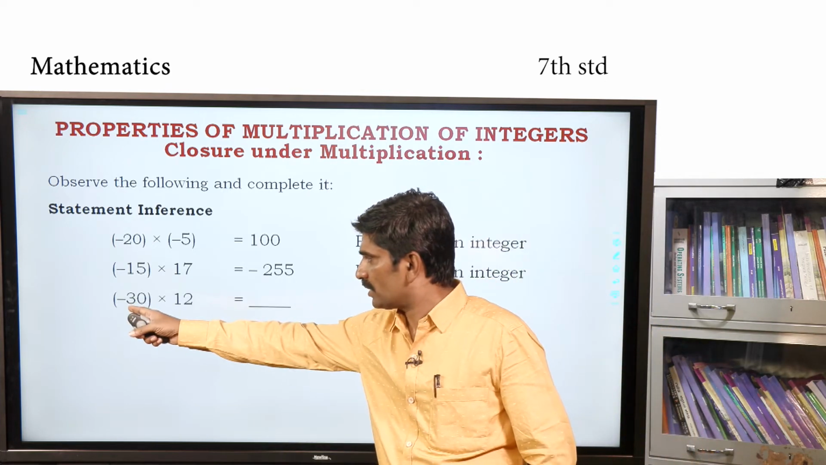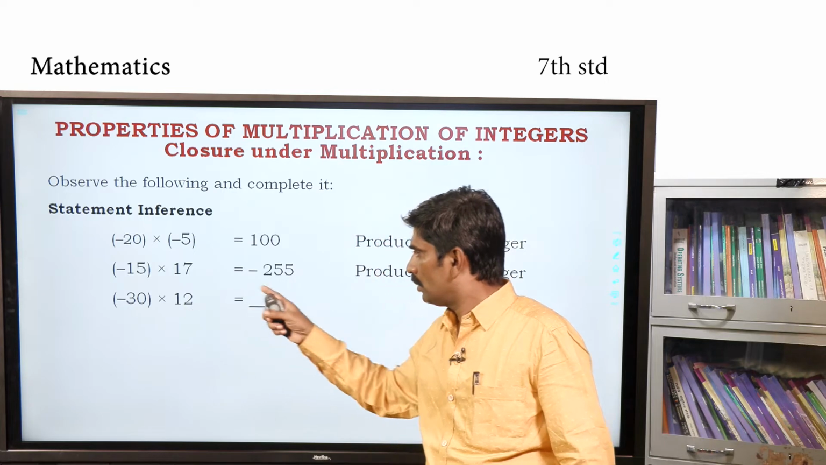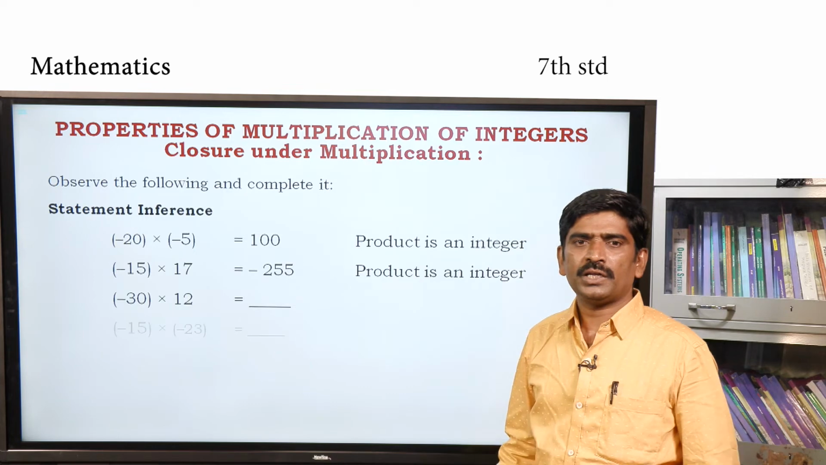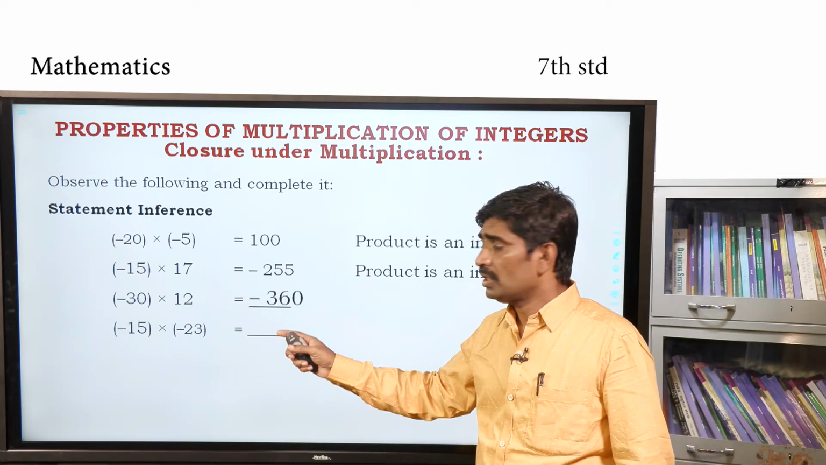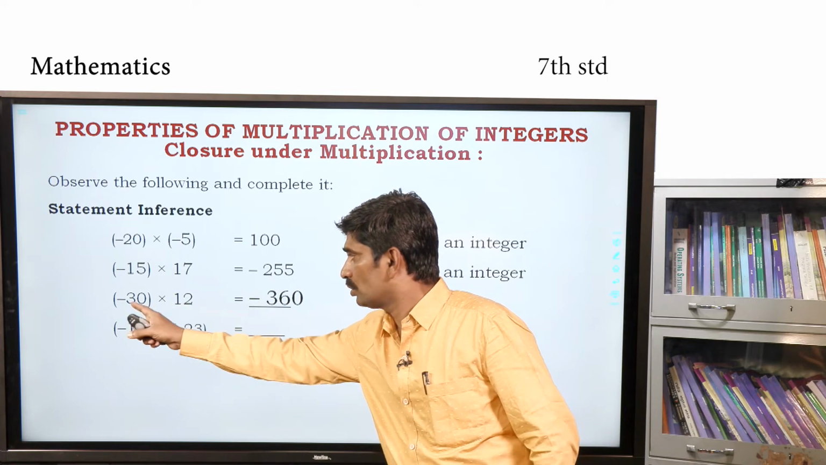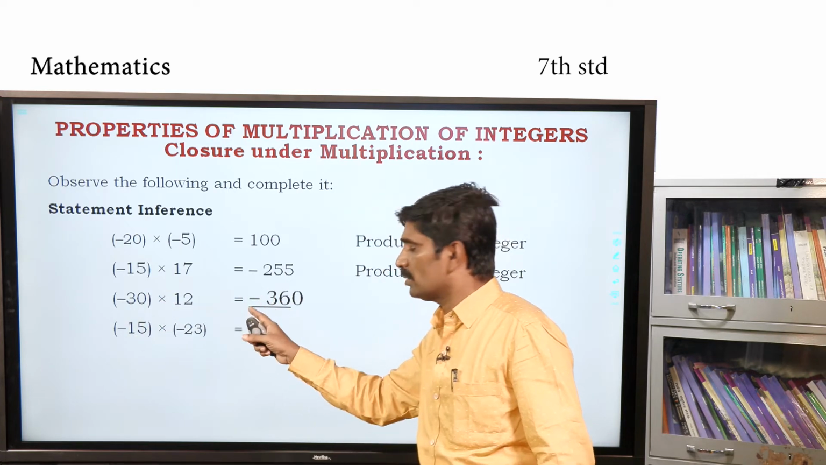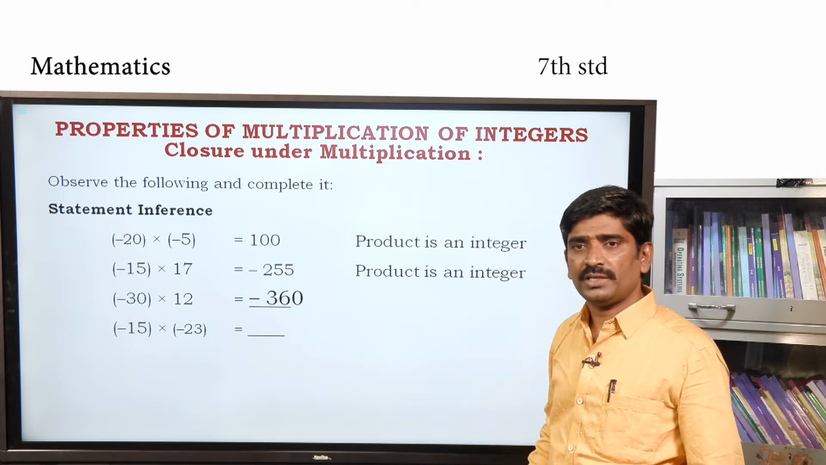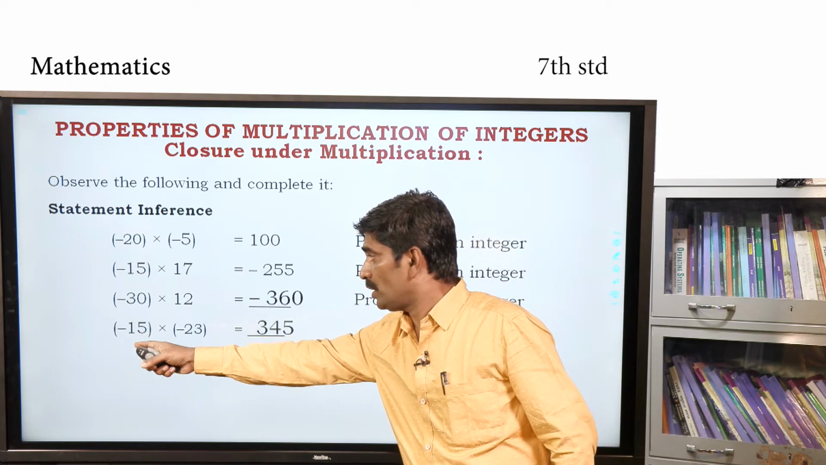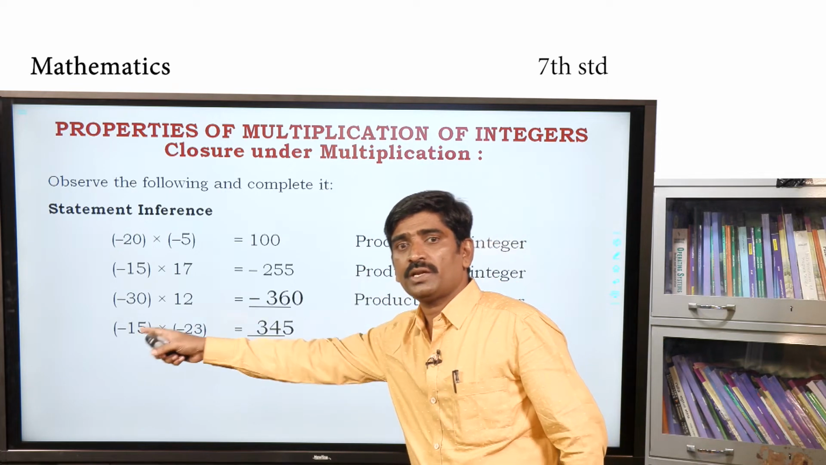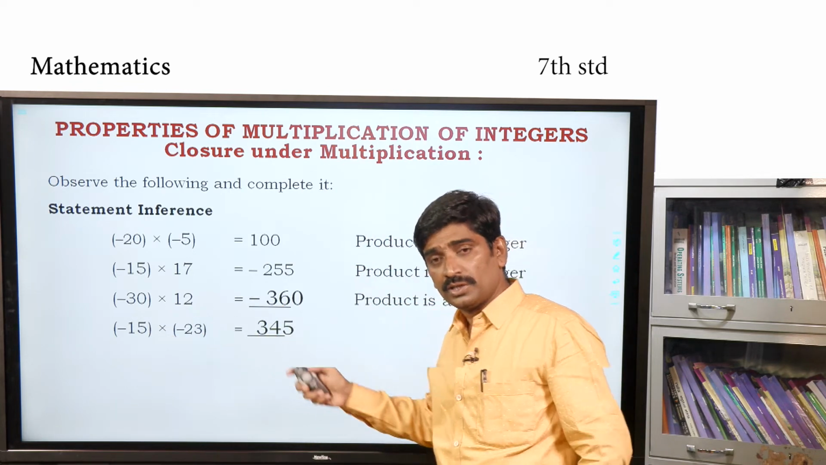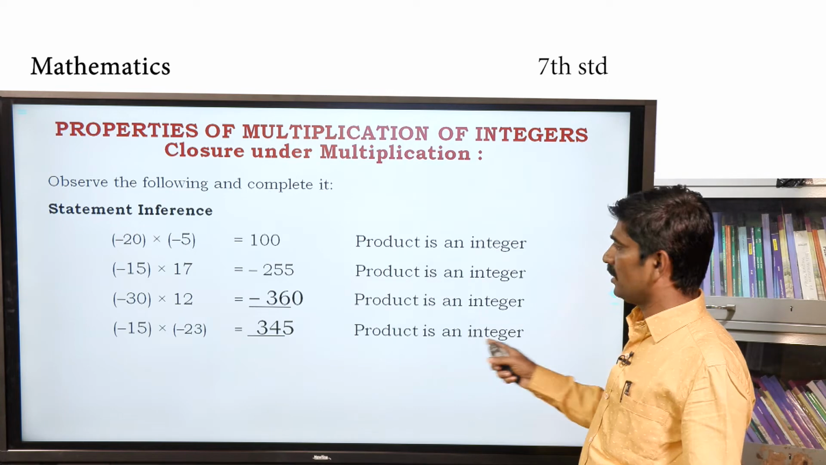Next, minus 30 into 12. What is the product of these two? Plus into minus is minus, 12 zeros are 0, 12 3s are 36, that is minus 360. Minus 360 is an integer? Yes, the product is an integer. Next one, minus 15 into minus 23, minus into minus is plus, 23 into 15, that is 345. Is it an integer? Yes, the product is an integer.